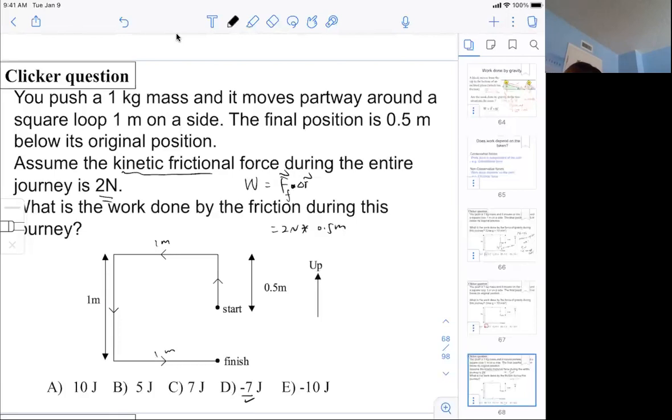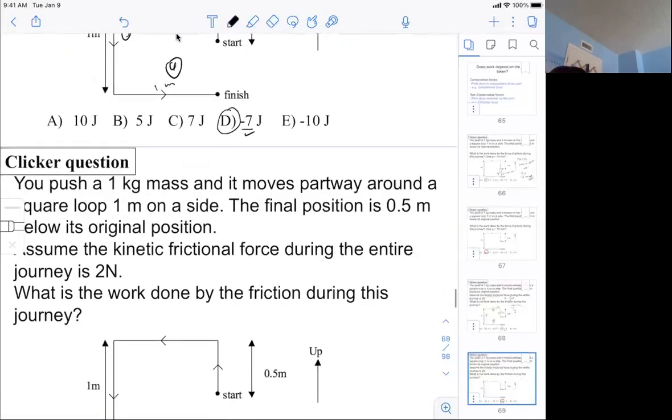Kinetic friction is in a different direction for all these different paths, 1, 2, 3, and 4. So in this one, you're going up, your kinetic friction is going down. But in route 2, you're going to the left, so friction is going to the right, right? The direction of friction always changes, indicating you need to separate these calculations into the 4 different stages. And as a matter of fact, since they're always opposing each other, it is equivalent to looking at the friction times the total distance. So it's going to be 2 newtons times 3.5 meters, and it's always negative. So that's -7 joules, as D is saying, okay?